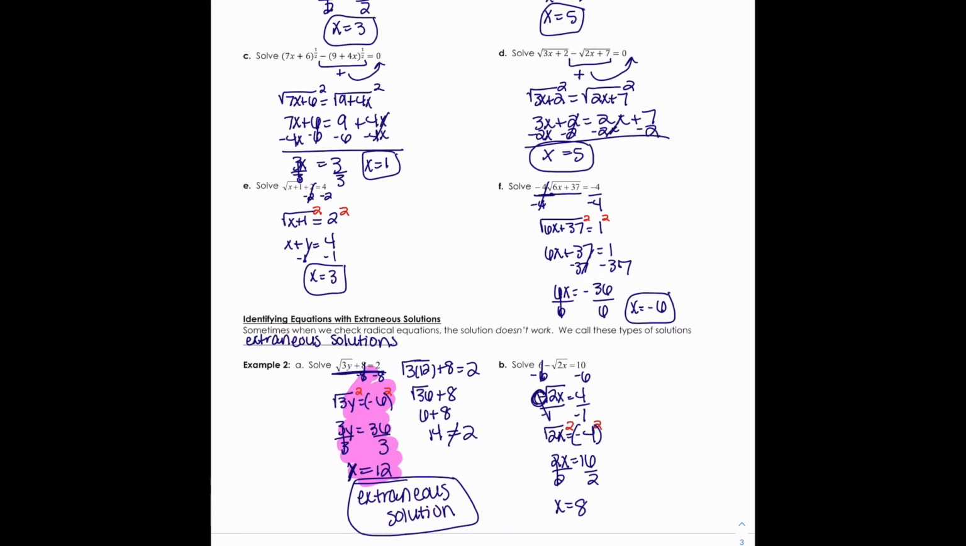So if I check 8 to see if it works, we'll see that it equals 10. 2 times 8 is 16. Square root of 16 is 4. 6 minus 4 is 2. 2 does not equal 10. So this is another example of an extraneous solution.